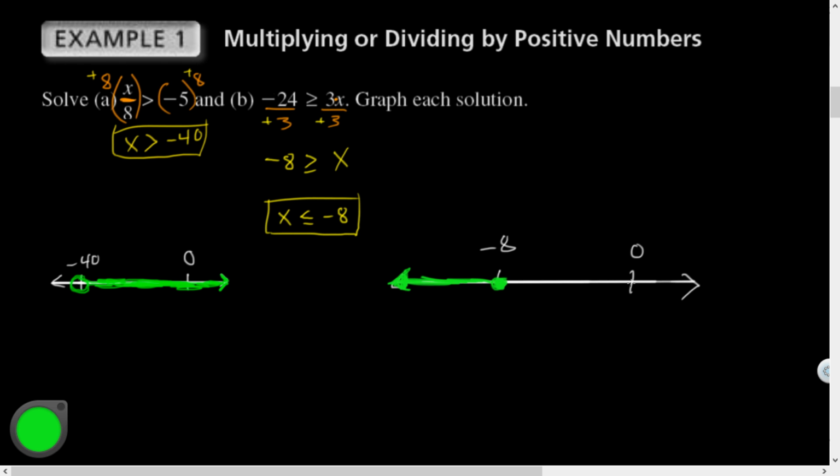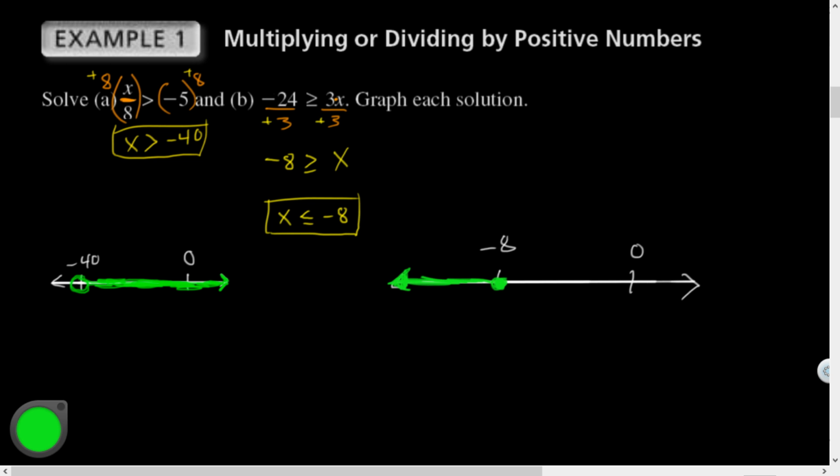Watch this, though. I can still do my proof by contradiction check. If I plug 0 in, I am not expecting it to work. 3 times 0 is 0. Is -24 bigger than or equal to 0? No. Therefore, proving that I was right about this not being in the shaded region. Okay, so good stuff. It seems to work out just fine.